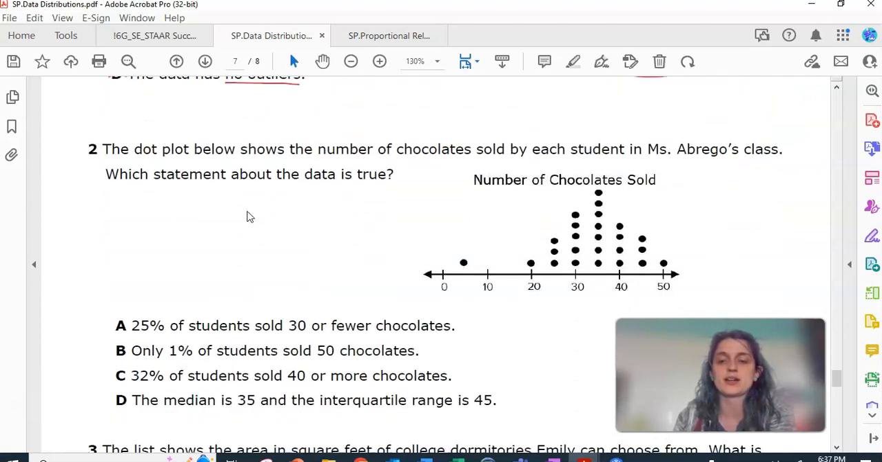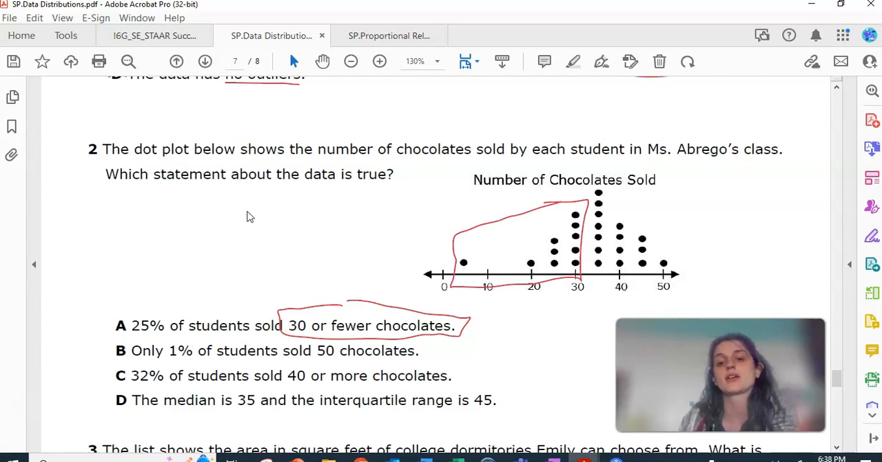Here is a dot plot talking about chocolates sold. 25% of students sold 30 or fewer. If I stop reading at 25% of students sold 30, that means that I would be looking at the number that is above 30. Or fewer, fewer means smaller. So if you phrase it like this, it means that you are including 30 in the part that we're talking about here.